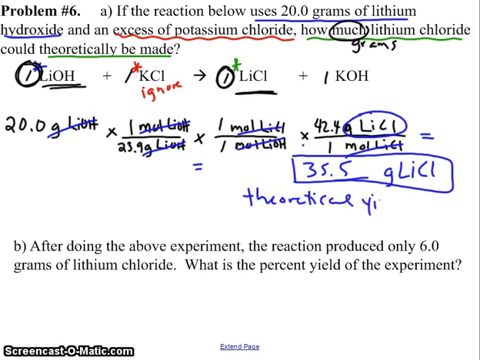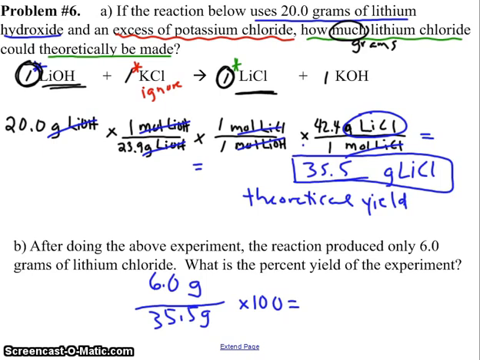Theoretical yield is determined through a stoichiometric problem. Now, part B of this problem says, after doing the above experiment, the reaction produced only 6 grams of lithium chloride. What is the percent yield of the experiment? So the actual yield done at the lab bench is 6.0 grams. We're going to divide that by the theoretical yield of 35.5 grams, and then multiply by 100.